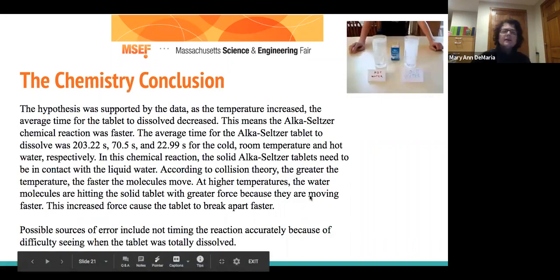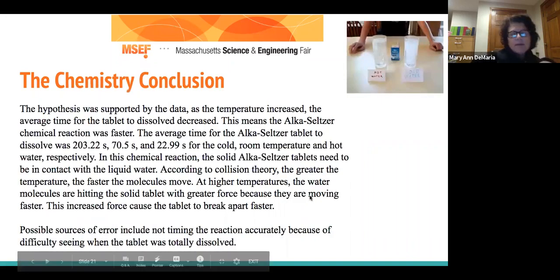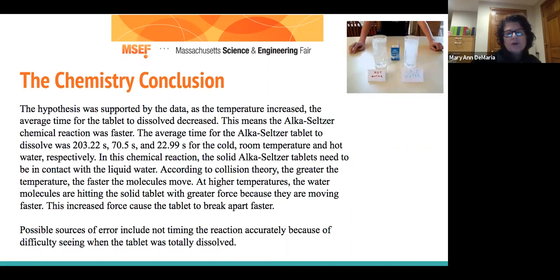This was the conclusion written for this student when they did this chemistry experiment, the Alka-Seltzer project. We could just read this one out loud. So here's the claim. The hypothesis was supported by the data. As the temperature increased, the average time for the tablet to dissolve decreased. Okay, so that's our claim. We're saying the hypothesis was supported.